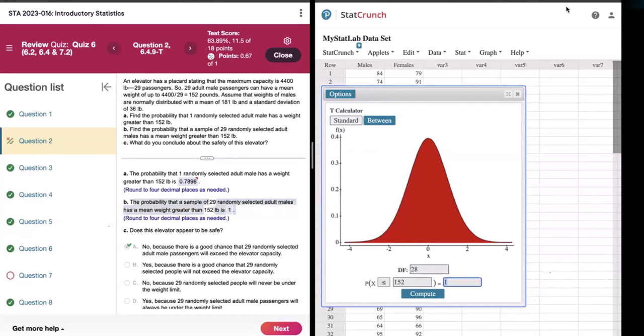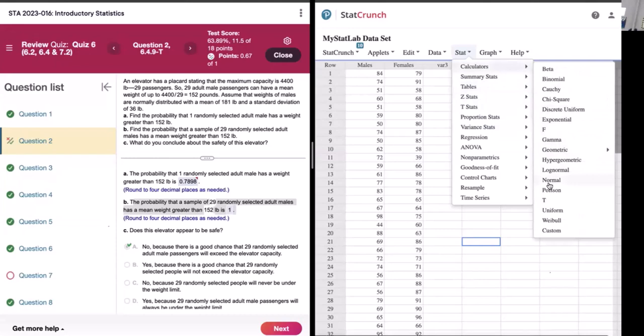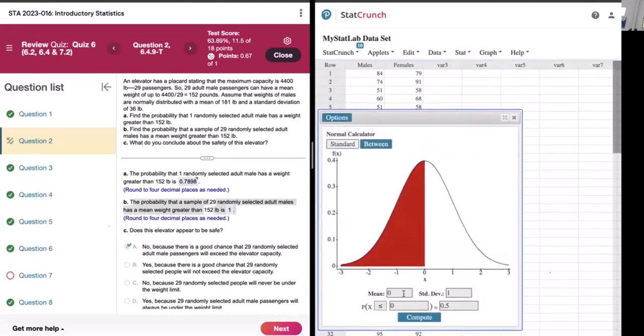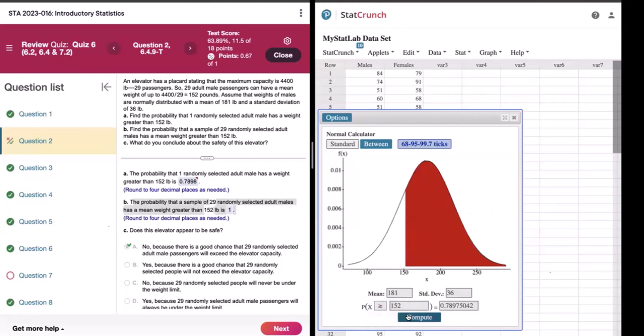All right, Dylan, I'm going to talk you through it. Go to the standard calculator. Normal. Oh, okay. All right, now your mean, put in 181. Standard deviation, put your 36. For your P of X, put the 152. And then hit compute. Oh yeah, it is normal, you're right.